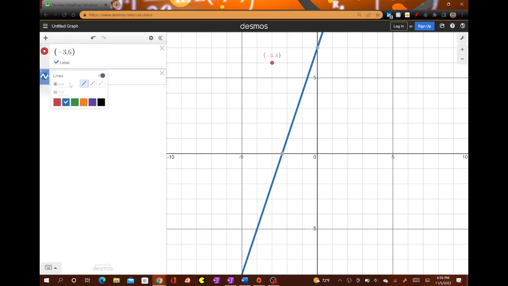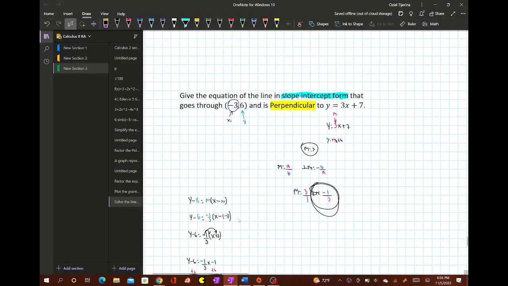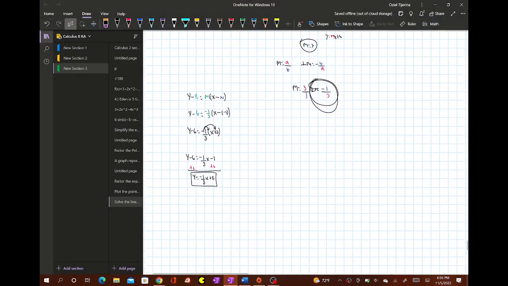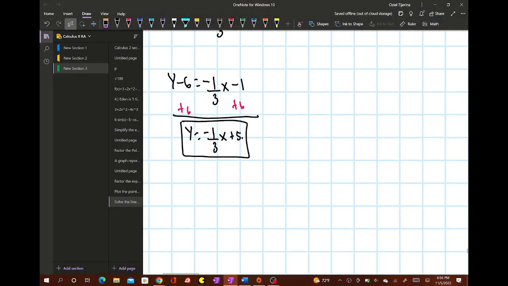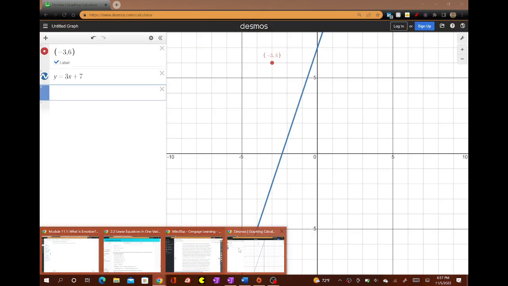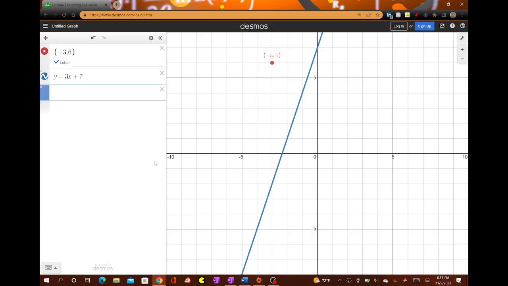And then, let me go ahead and, can I label it? I don't know if I can label it. Okay, well, I guess I can't label it, but this is 3x plus 7. The blue line is 3x plus 7. And then the next thing it says, so then it's perpendicular, right? So then I'm going to go ahead and plot, or not plot, graph this line. So negative 1/3 x plus 5. So let me go ahead and plot it. So negative 1/3 x plus 5. Okay?